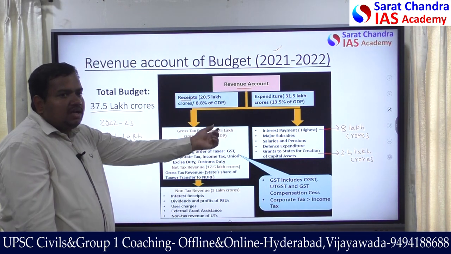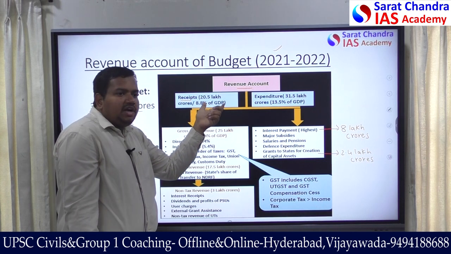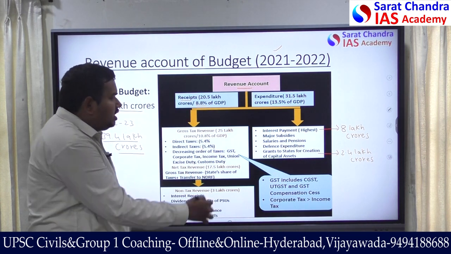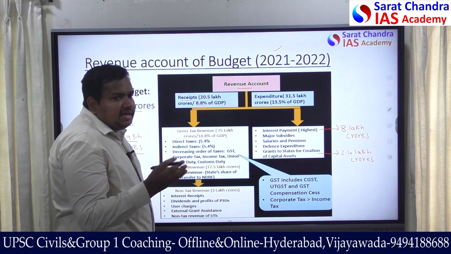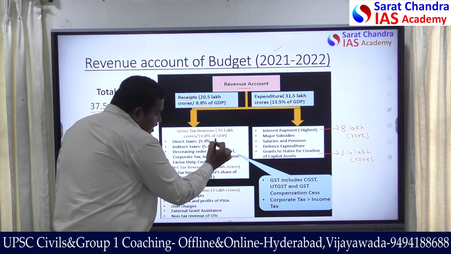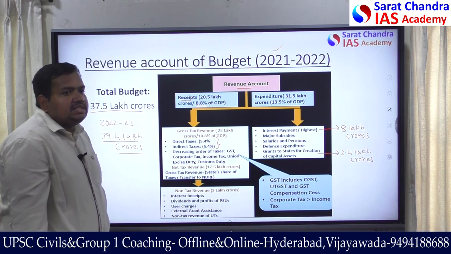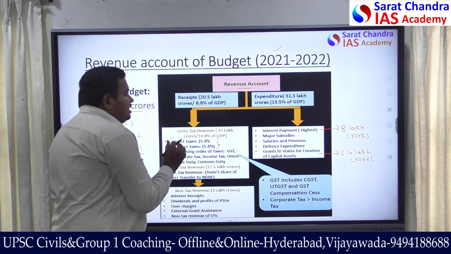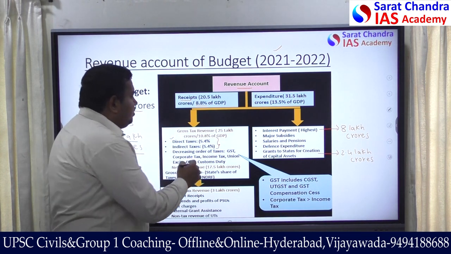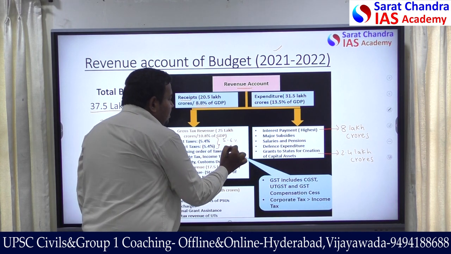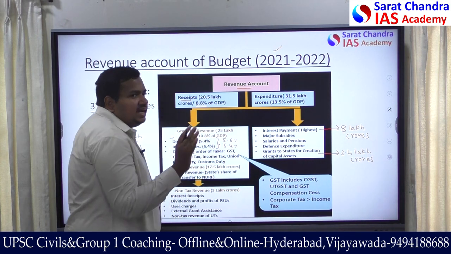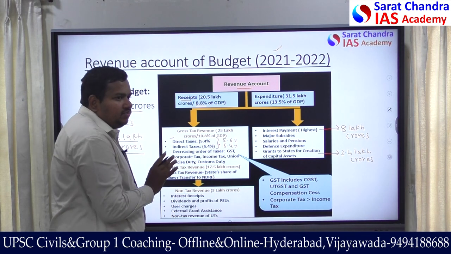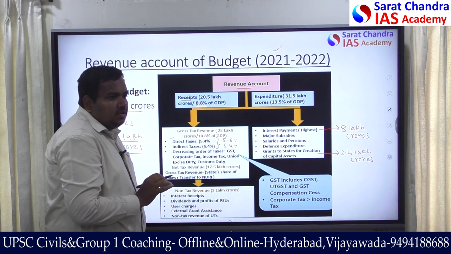So first, with respect to revenue account, receipts. What is the total amount with respect to revenue receipts? 20.5 lakh crore. It is 8.8% of the GDP. And what are the components? I told you direct taxes and indirect taxes. And if we see this year, direct taxes and indirect taxes are almost the same. Generally, the trend is direct taxes will be slightly more, let us say around 5.6 and this around 5.4. That is the general trend in the last 5 years. But this year, it was almost the same, 5.4, 5.4. This is a percentage of GDP, okay.